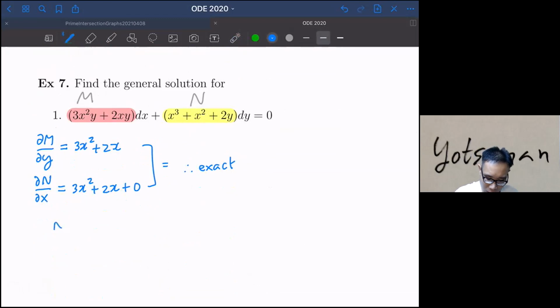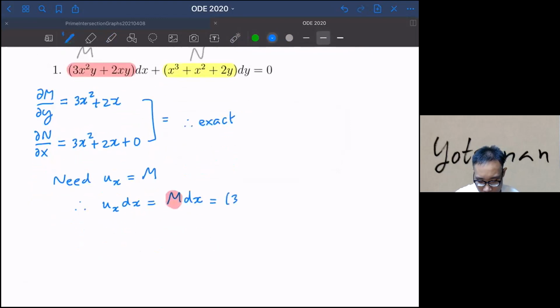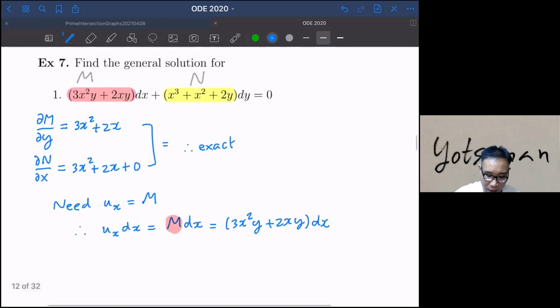Okay, so we need to identify that u. You need u_x equal to M, so you're just going to use M. So it's going to be u_x dx equal to M dx. Your M turned out to be up here, that you're going to copy down. So it's going to be (3x^2 y + 2xy) dx. You basically copy the term that you have on top down. The way that you're going to identify u is to integrate both sides.